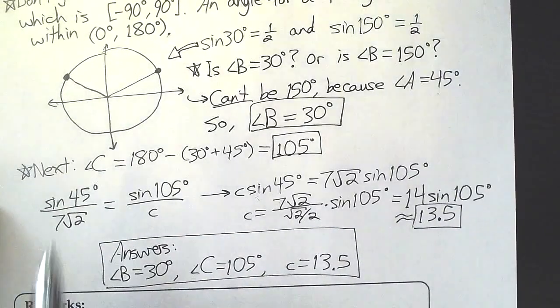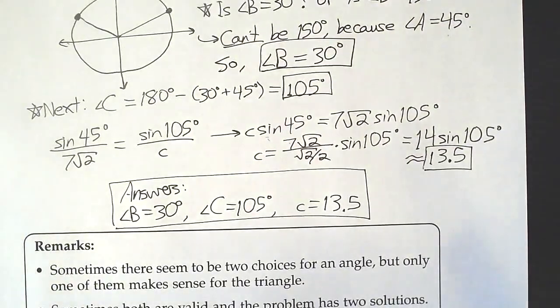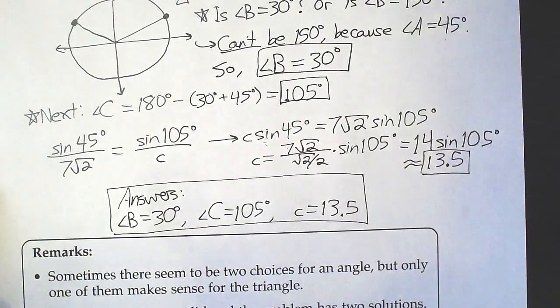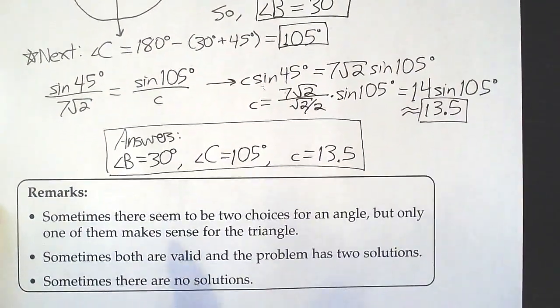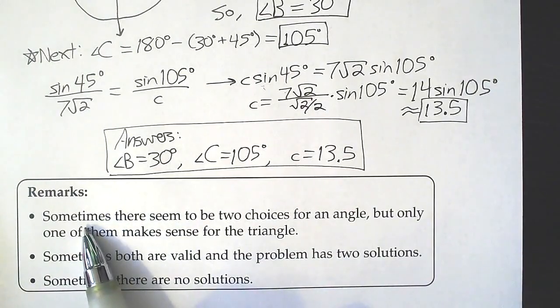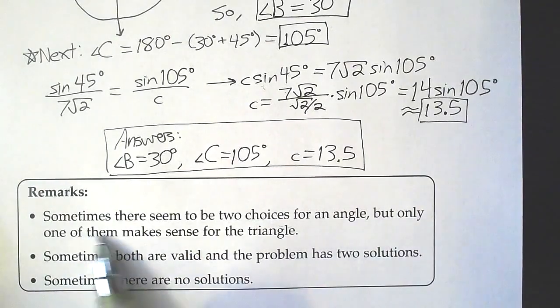All right, so I didn't list the 3 pieces that were already given in the problem. What happened in this problem that was different? Number 1, we weren't given a picture, so we drew a picture ourselves. And number 2, it was this whole business about inverse sine. Some of that is typed up here: sometimes there seem to be 2 choices for an angle, but only one of them makes sense.